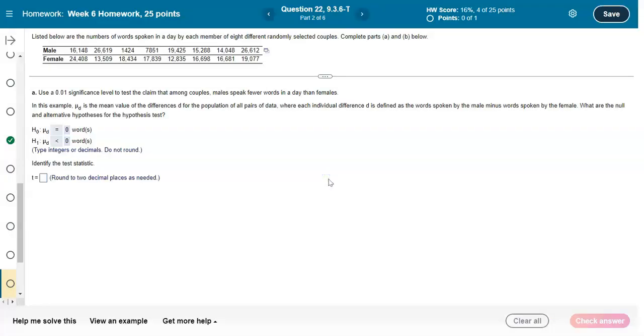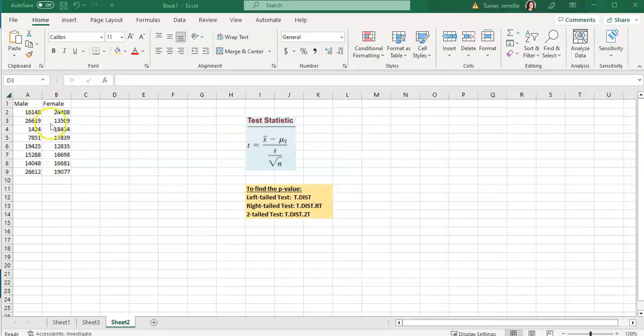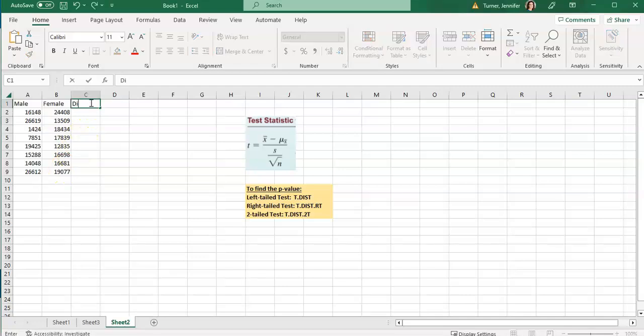So now we need to find the test statistic. First let's go ahead and open up our data in Excel by clicking the little blue box in the corner and going open in Excel. So here's our data for the males and for the females. The first thing we need to do is figure out the differences. So right here I'm going to make a whole new column called differences.